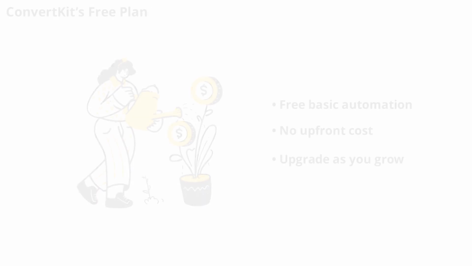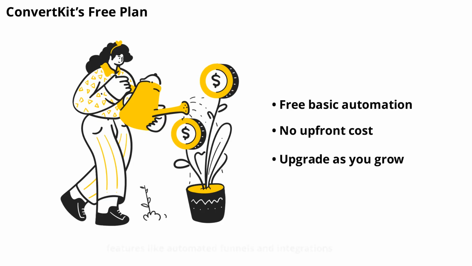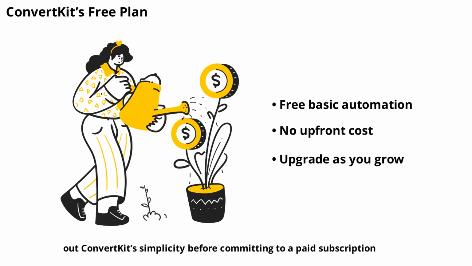relevant. ConvertKit offers a free plan that includes basic automation features, making it accessible for beginners and those with small lists. You can create simple sequences, use tags, and send broadcasts without paying a cent. As your needs grow, you can upgrade to unlock advanced features like automated funnels and integrations. The free plan is a great way to test out ConvertKit's simplicity before committing to a paid subscription.